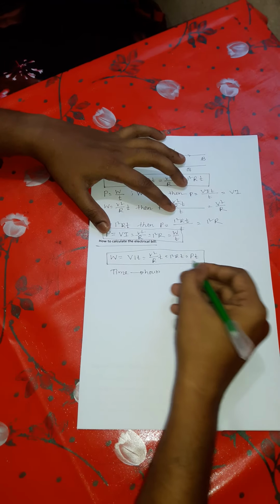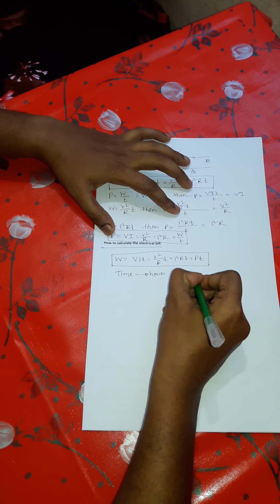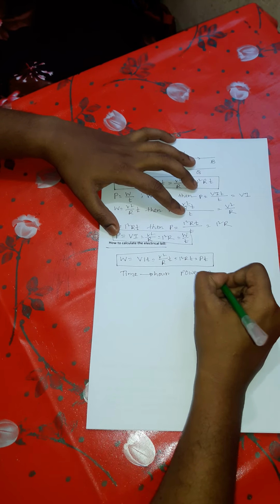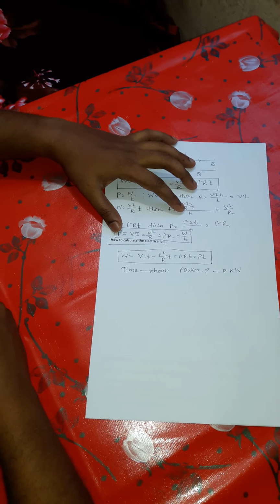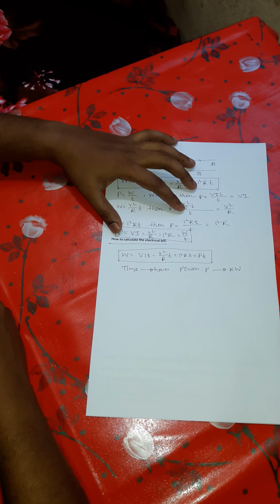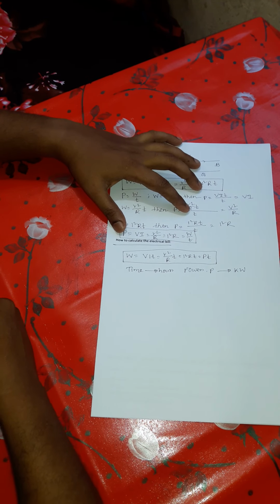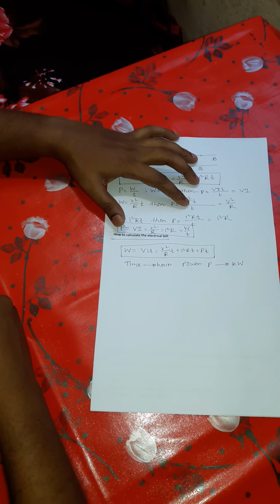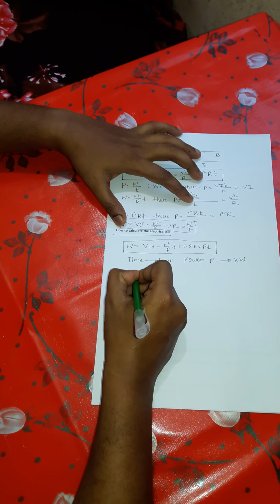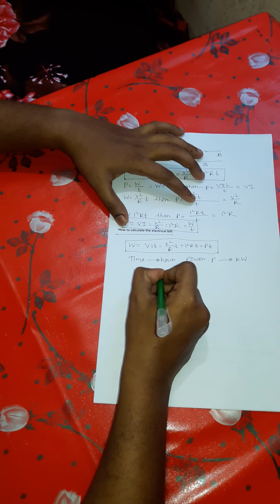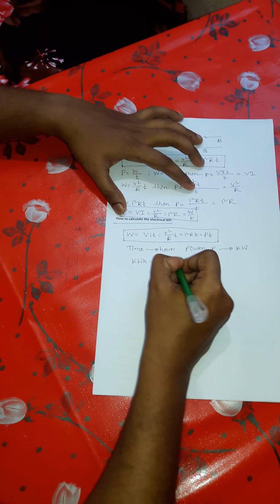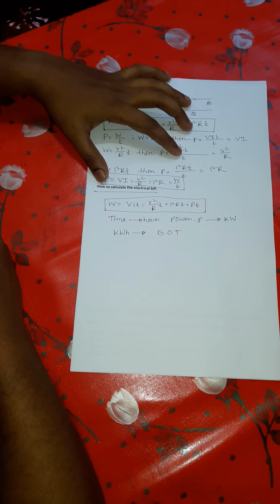In the second step, electrical power P must be in terms of kilowatt. Must be in terms of what? Kilowatt. So by maintaining these two things, kilowatt and hour, you can say kilowatt hour. And this kilowatt hour is in short known as BOT. BOT means Board of Trade Unit.